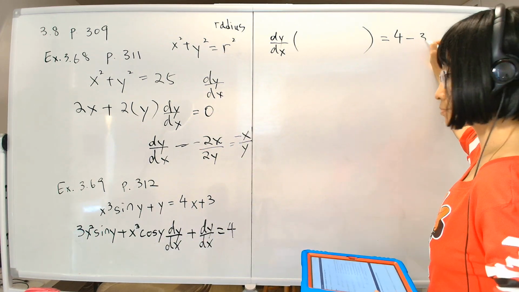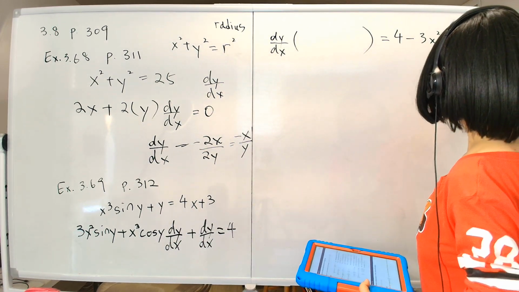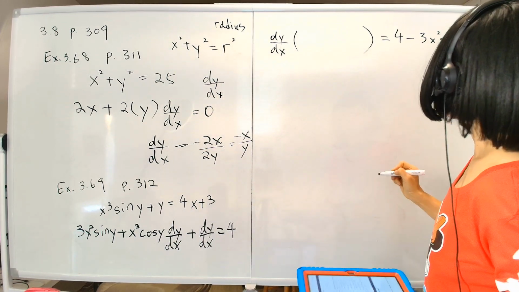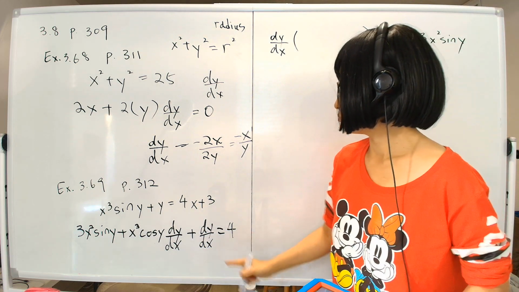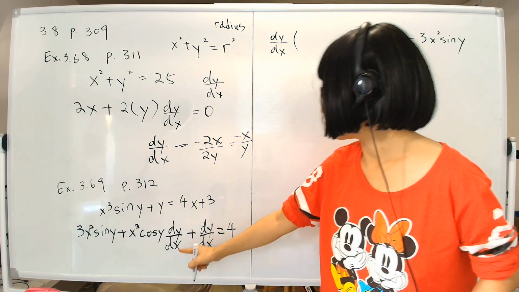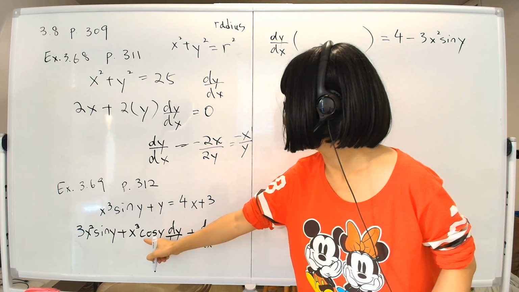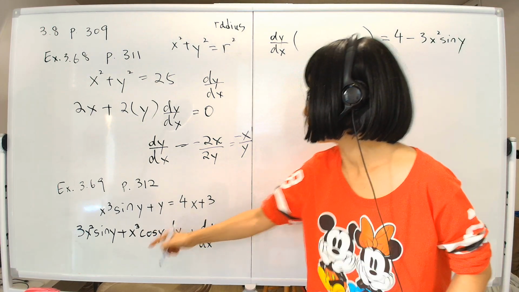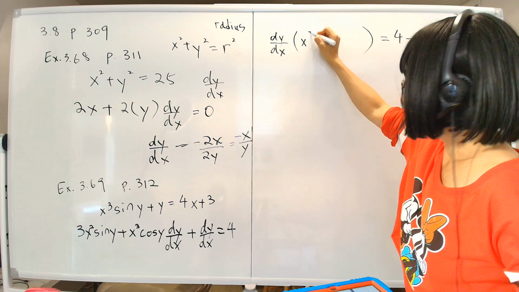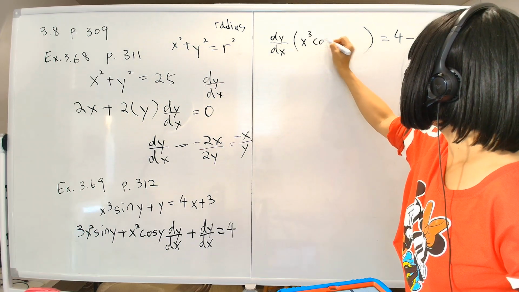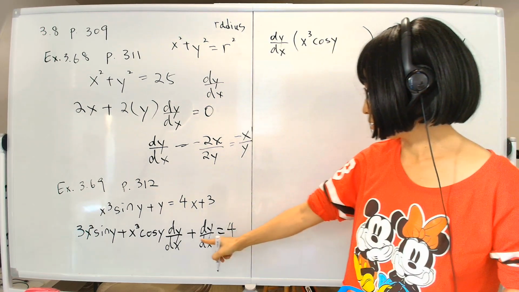3x squared sine of y. All right. So then we will isolate what we're supposed to multiply. That will be x cubed cosine y, and then that's just 1.